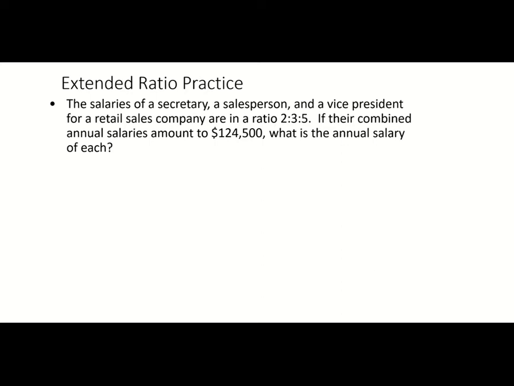x is going to be, kind of think of it like the base salary. And then the secretary's is 2 times the base salary. The salesperson is 3 times the base salary. And the vice president is 5 times the base salary. So to set up our equation, we are going to do 2x plus 3x plus 5x equals 124,500.